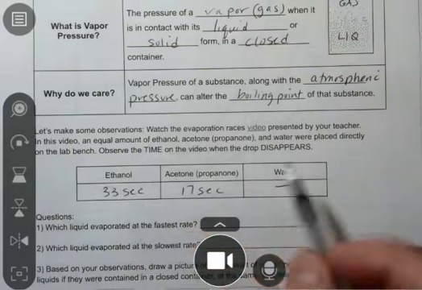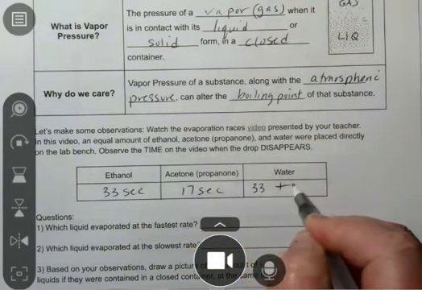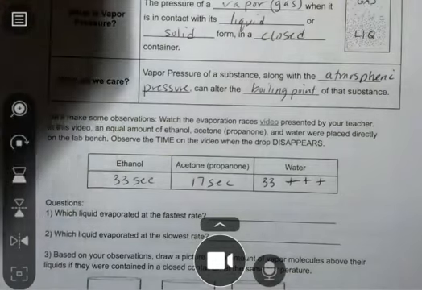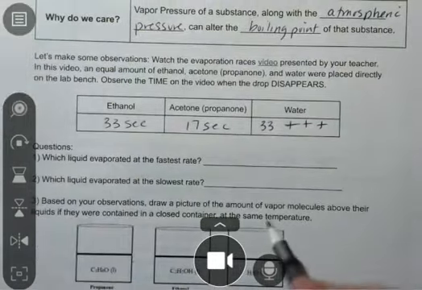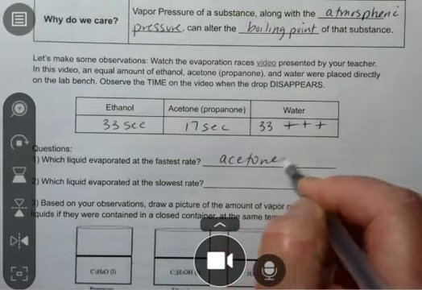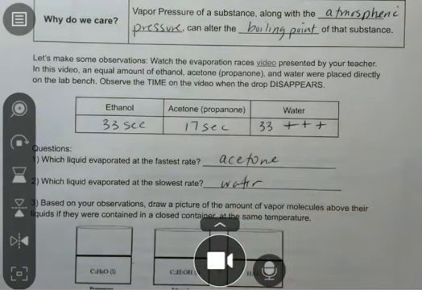So some time greater than, I suppose we can say, 33 plus seconds. So questions to answer here: which liquid evaporated at the fastest rate? Well, that would be the one that took the least amount of time, so acetone. The liquid that evaporated at the slowest rate is water. We didn't even get to see it completely evaporate.